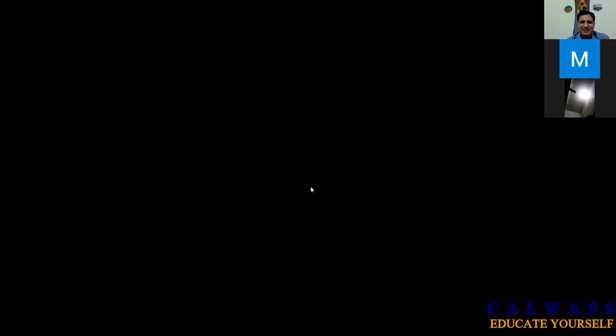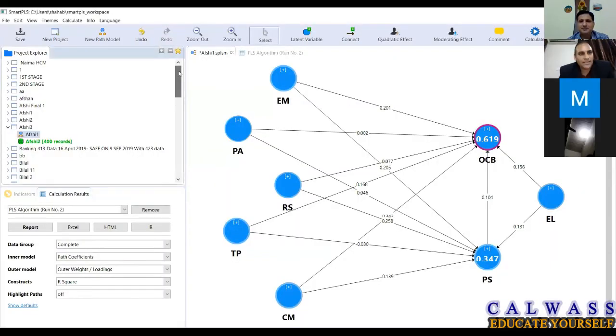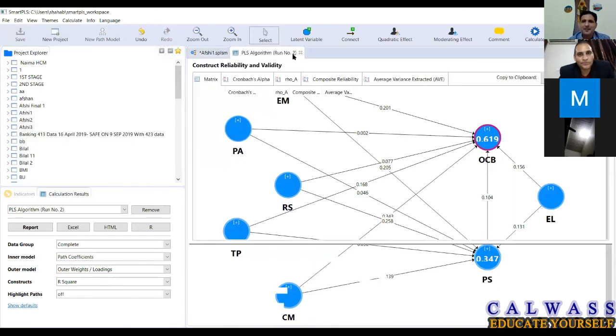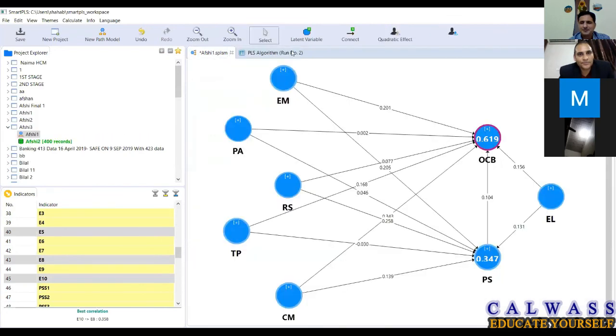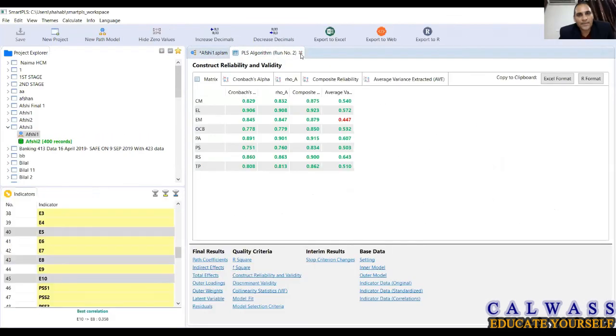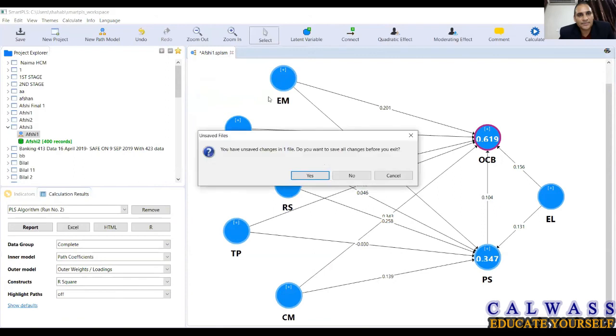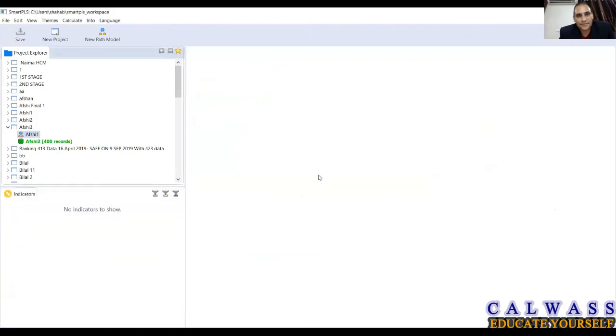So what we'll be doing is, you can see the interface of this. When you open SmartPLS, this interface will come up. The first step is we need to create a project.